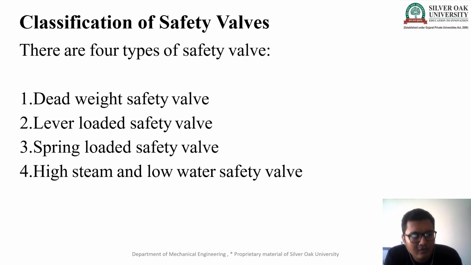These are the four safety valves which we use in the boiler. Out of the four, there are certain limitations. The first is the deadweight safety valve, which we discussed in detail. The second one is the lever loaded safety valve. The third one is the spring loaded safety valve, and the fourth one is the high steam low water safety valve. In the fourth one we get two types of safety.